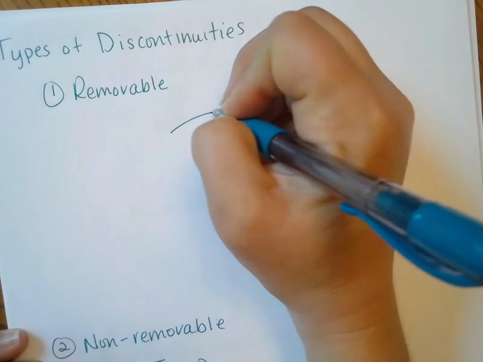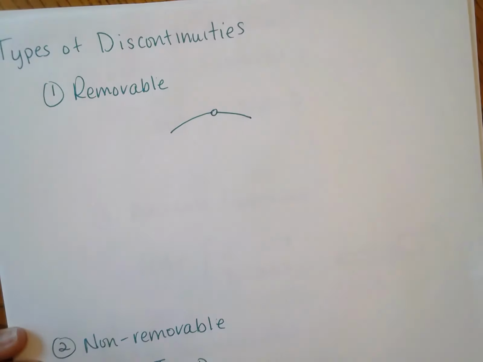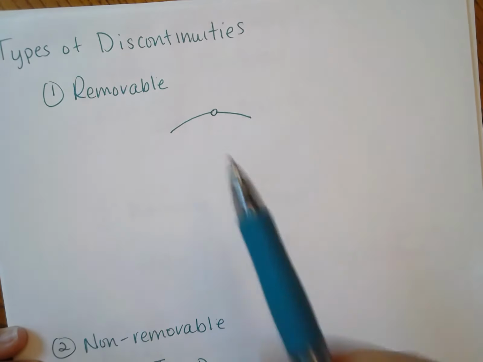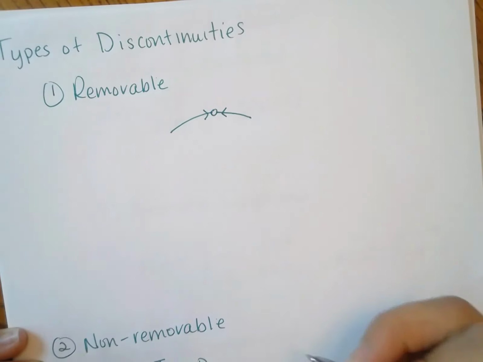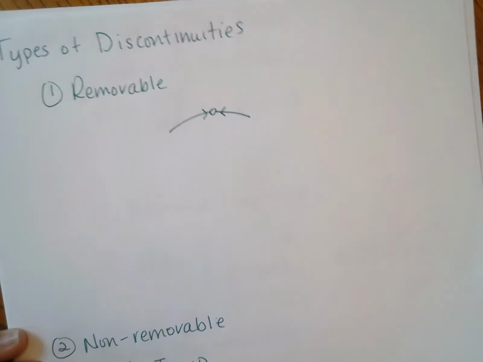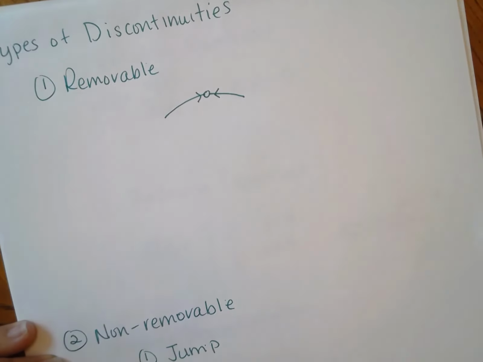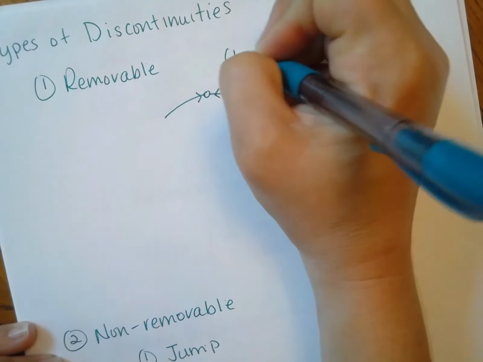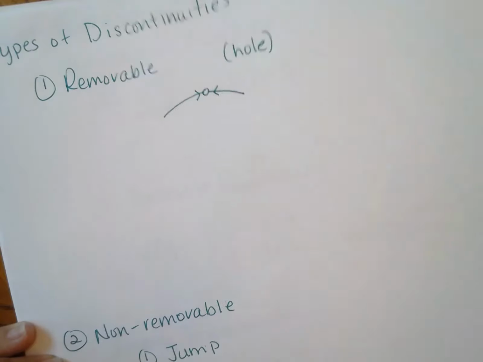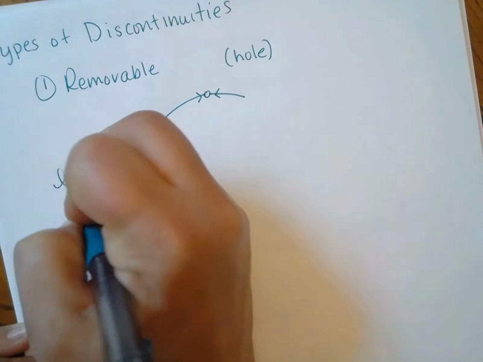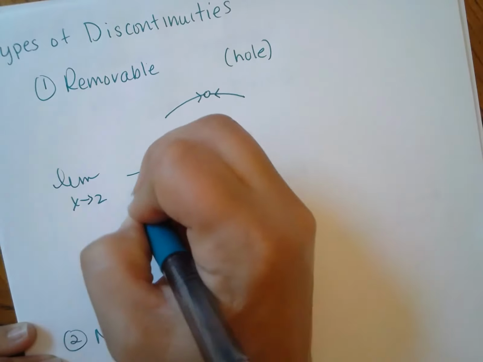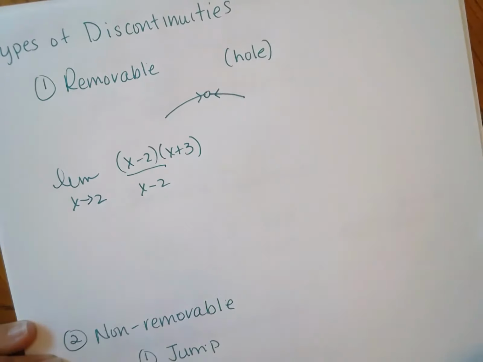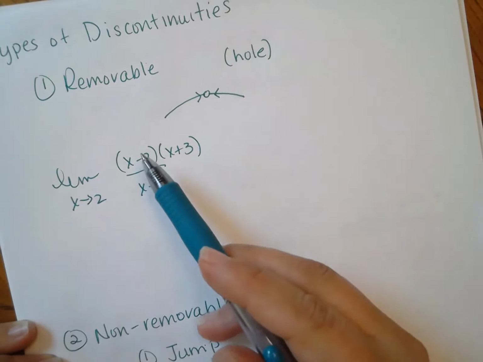So a removable discontinuity looks like this. We like them the most because at this type of place, the limit exists, and we can deal with them by finding functions that agree at all but one point. We get this hole, and that's what we call a removable discontinuity. So I'm going to have a factored version here. If I have the limit as x approaches 2 of x minus 2 over x minus 2 times x plus 3, this is one of those algebra tricks. I plug in the 2 and I get 0 over 0.